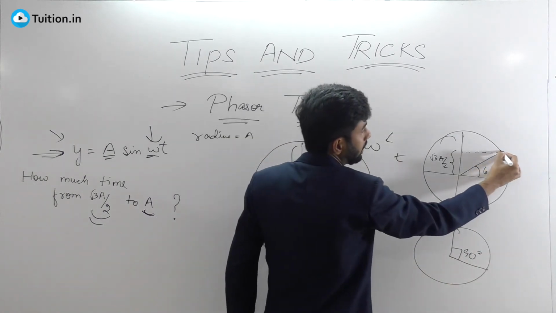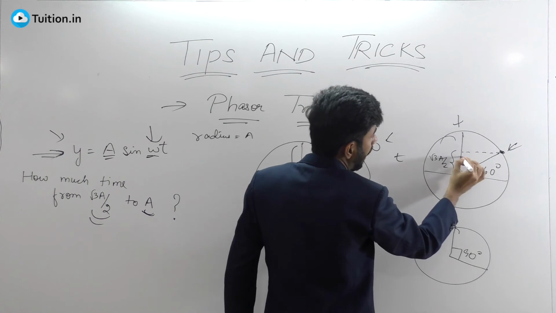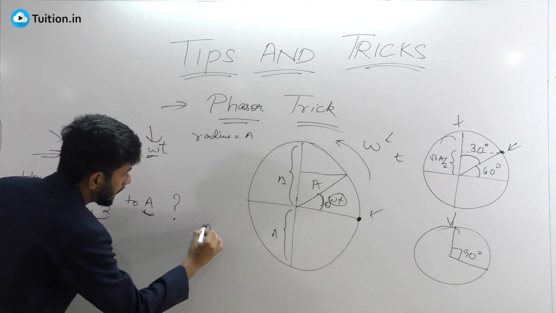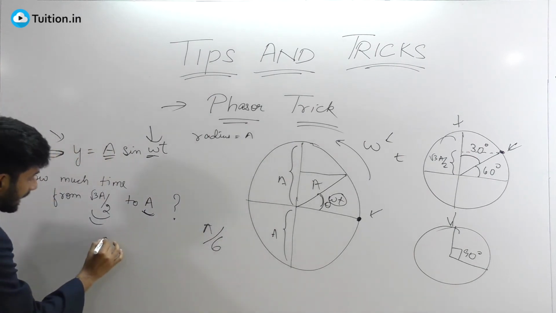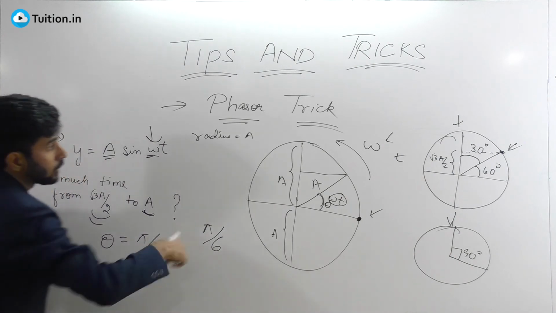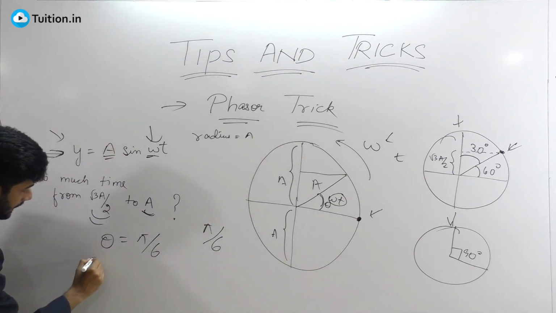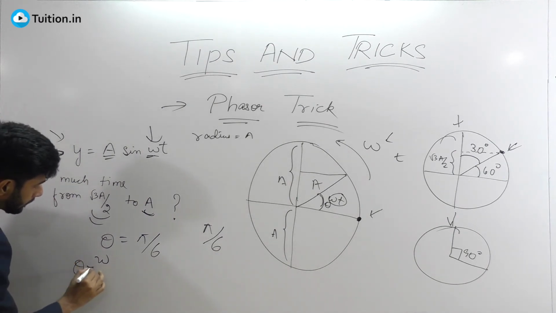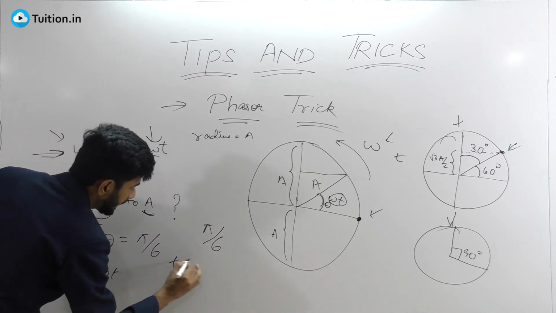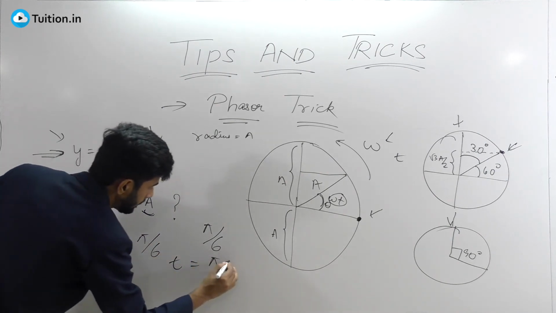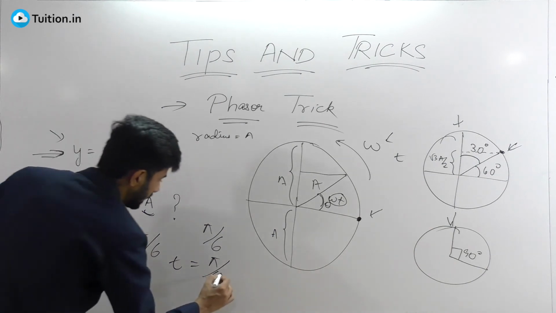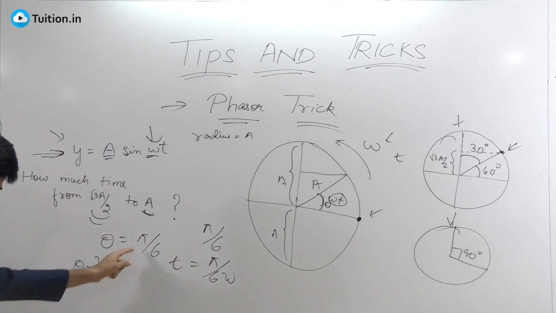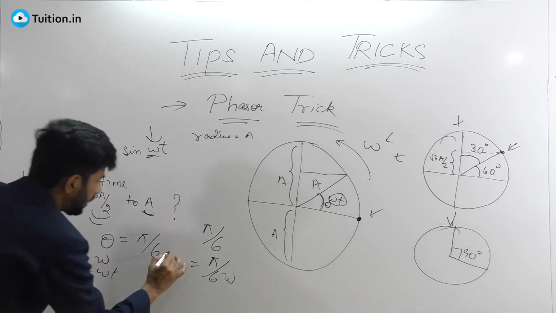So first your particle was here, now your particle is here. How much angle has it covered? 30 degrees, right? 30 degrees I can write in radians as pi by 6. So my angle is pi by 6 radians. My angular velocity is omega, and I need time. So theta is equal to omega t, and t, which I need, will be equal to theta by omega, which is pi by 6 divided by omega. This is your answer, right?